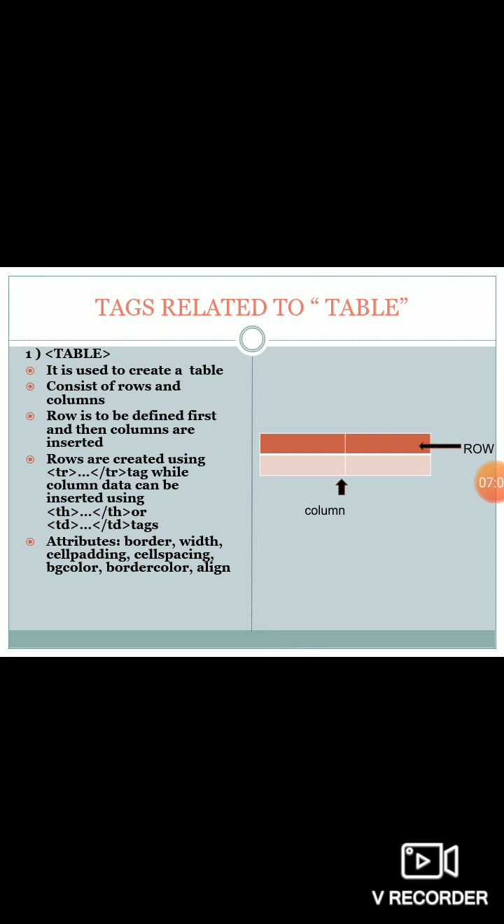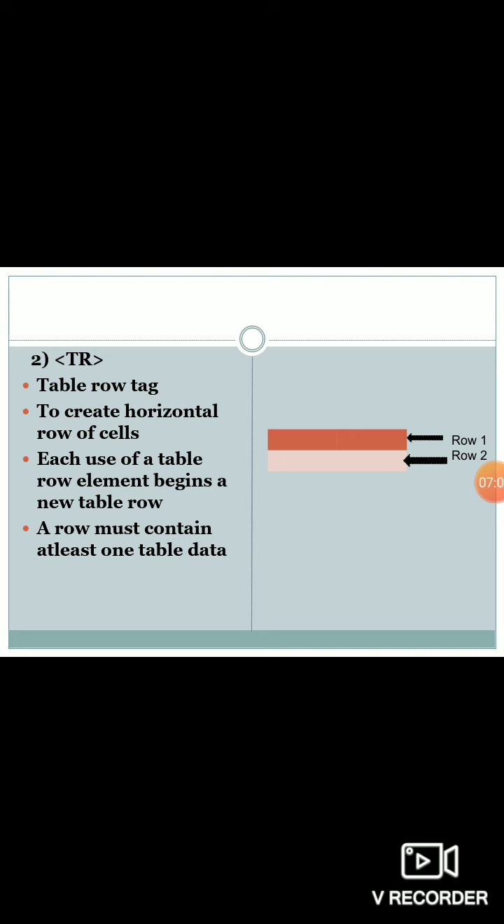Okay, so using table tag you just create a new table. Then if I want to add a row, because unless and until you add a particular row, the table is not going to be complete. So to add a row in the table, we use a tag called TR. TR stands for table row. So using that TR tag, we just create one horizontal row of particular cells.